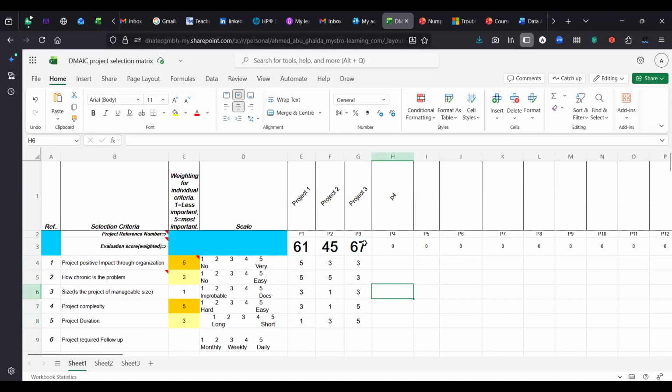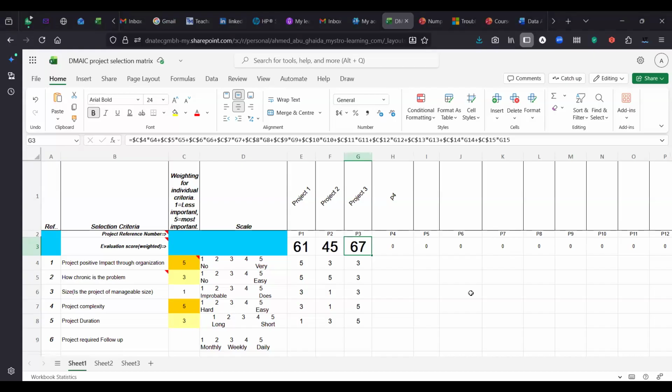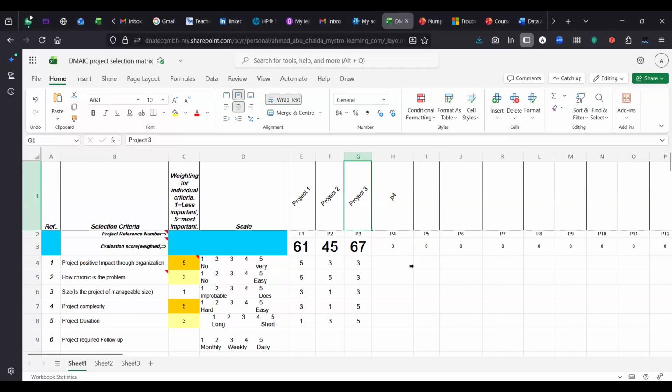And intuitively, the highest number will be the project of choice. So the highest number here is 67, which means project 3, given all of this criteria and rate, our first choice. And if you want to do some prioritization or ranking, second will come project one, and third will come project two. So I had two things here.